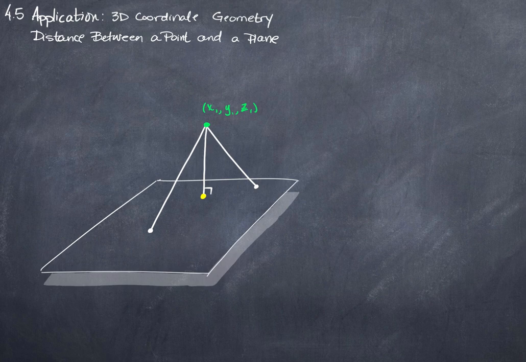So what we're going to do is take any other arbitrary point. I'm going to go ahead and grab this one, but I could have grabbed another one from here. I could have taken this one. I could have taken a point from anywhere else on the plane. I'm just going to take this one because it's already here. And I'm going to call that point x naught, y naught, z naught.